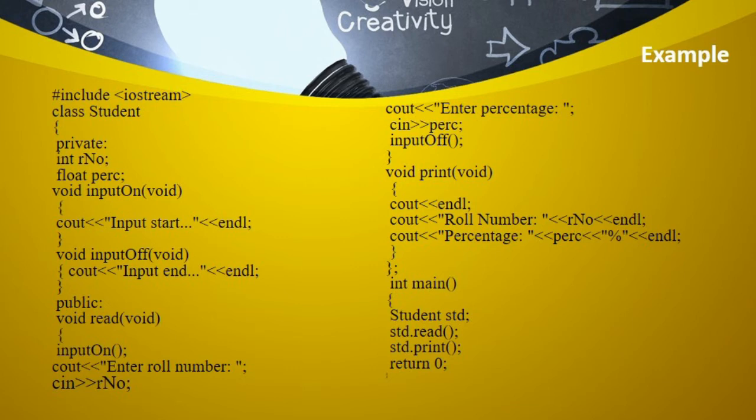The next statement of the main function is std.print. So now the execution passes to the print member function, which is defined inside the class. Inside the print member function, an output statement is included. Inside the output statement, roll number is enclosed within double quotes, so it is printed as it is, and also the roll number, which the input is received from the user, will be printed. And again another output statement, percentage, is included. The percentage value, which is received from the user, is also printed in the output.